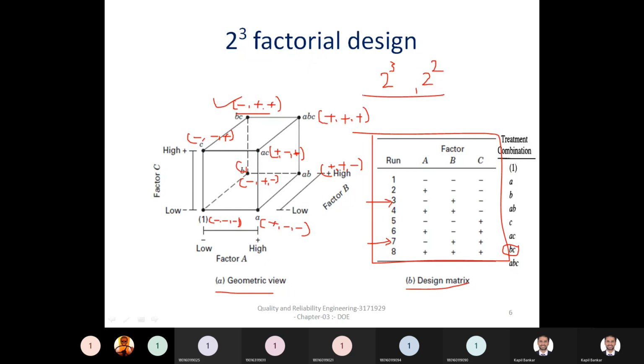Got it? But this is only the design matrix. Okay, in the design matrix, or up till now, do you have any doubt?